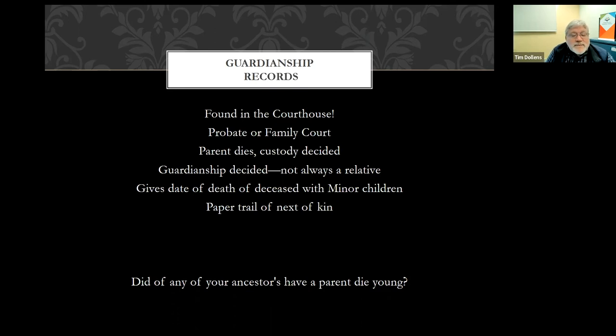And in some of my families, it's been the great aunt and uncle, or in one of my families in Missouri, it's been the next door neighbor, because he was literate and the widow was not. The widow was still alive, but the next door neighbor was highly thought of and he was a local justice of the peace. So he was asked by the widow to take care of the affairs of her minor children until they became legal heirs. But the other thing is that it starts the paper trail of who's kin to whom based on the ownership of land. So land is always one of the most important records for you to look for. And so the next question I have for you is, did any of your ancestors have a parent that died young?